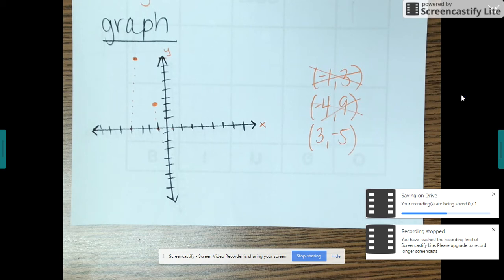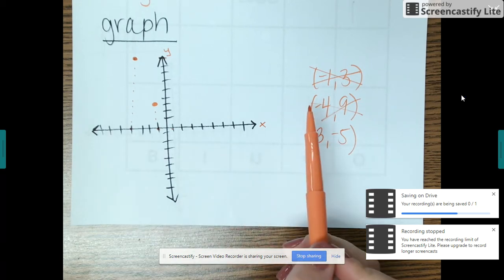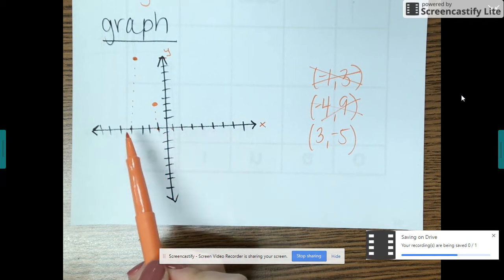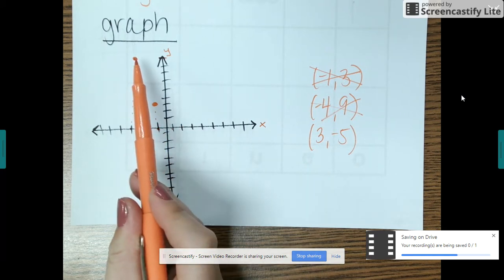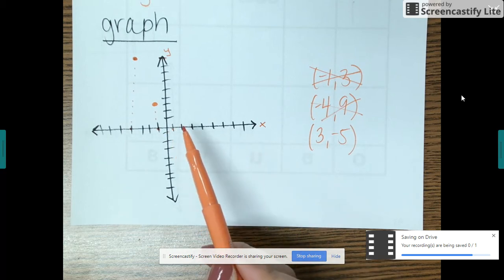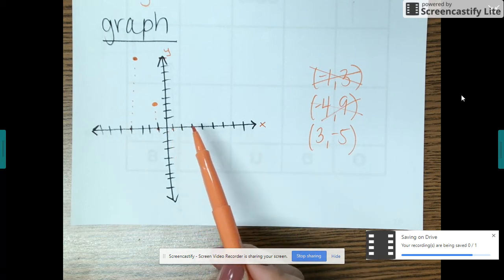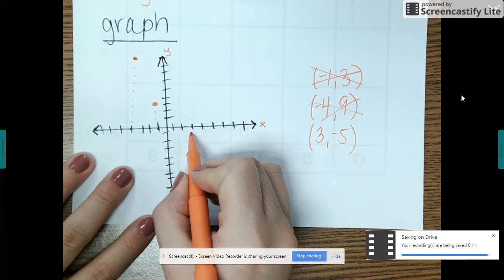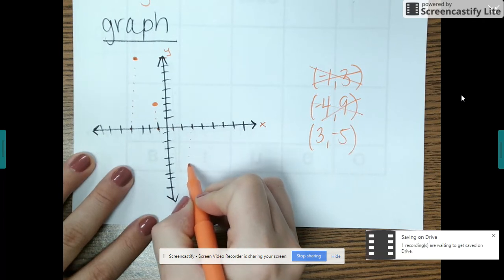All right, so this is your second video. It cut me off. We just did -4 and up 9 and plotted that point. Now we're going to go +3 on x, so 1, 2, and 3, and we're going to go down -5, which is y. So 1, 2, 3, 4, and 5.